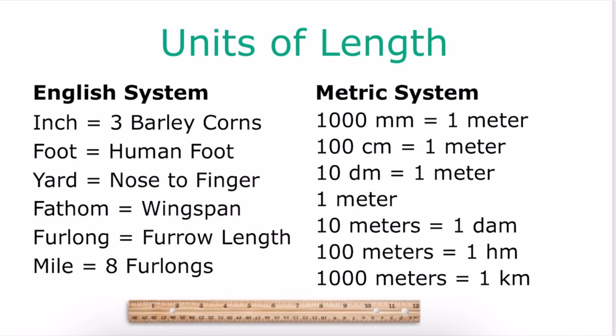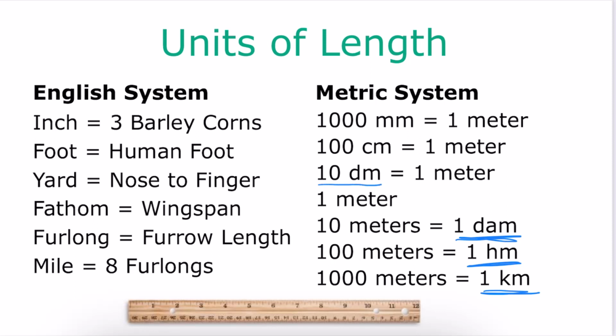So if you put 10 meters together, that makes a decameter. If you put, or sorry, a decameter is written like this. So 10 meters makes a decameter, 100 meters makes a hectometer, and 1,000 meters is a kilometer. And then if you split up a meter into fractions, the fractional measurements are also defined.